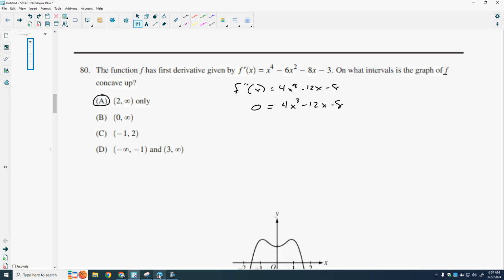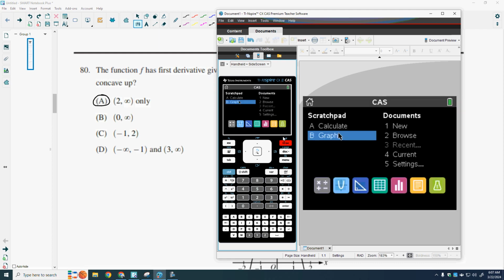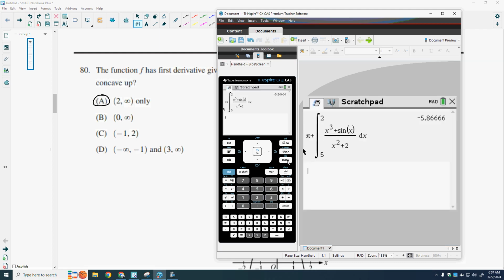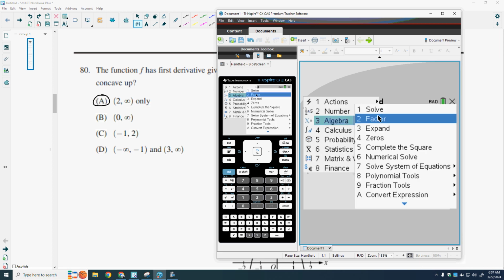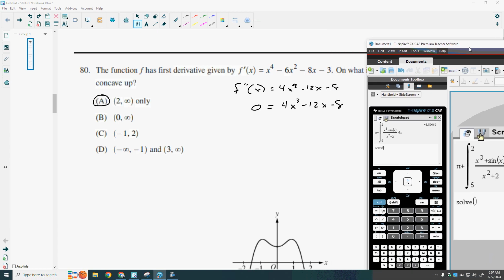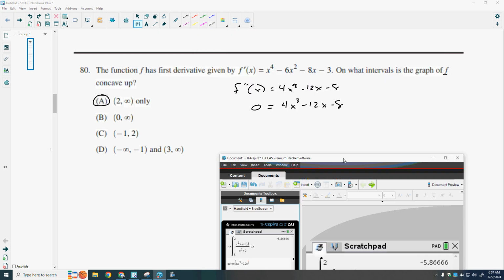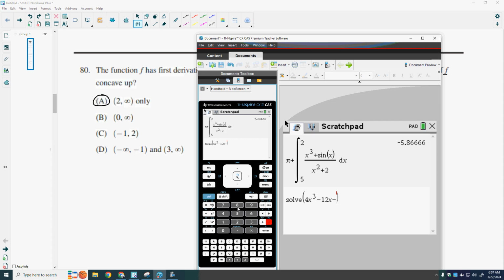I'm going to jump over here and do the exact same concept, but I'm going to get out of here. Go back to calculate. Let's go to menu. Let's go to solve. And we're going to solve this equation that I just typed into the graph, 4x cubed minus 12x minus 8. And if you don't like this, just fast forward and go to the next problem.